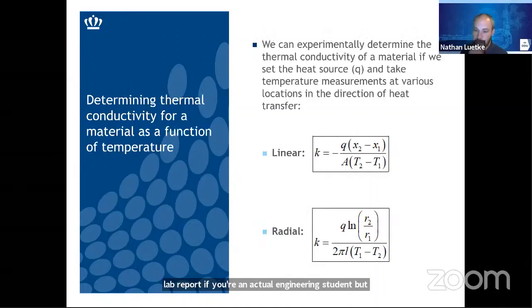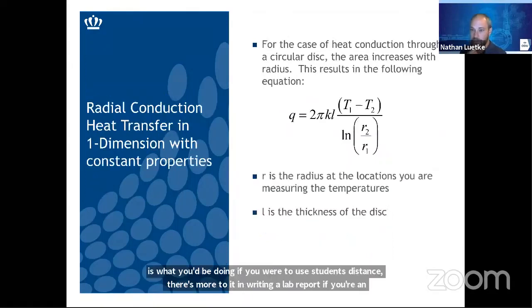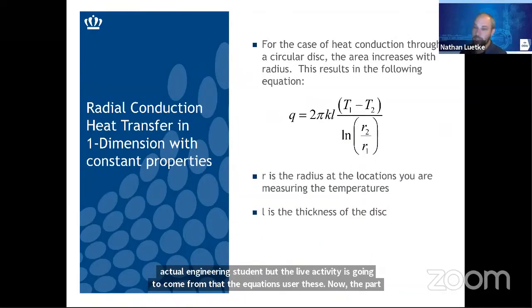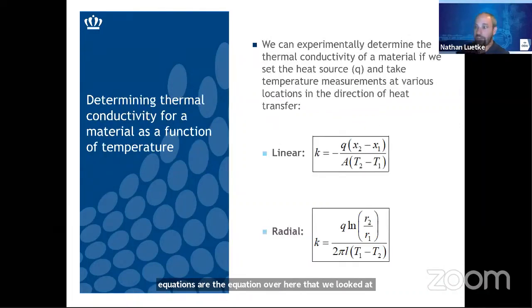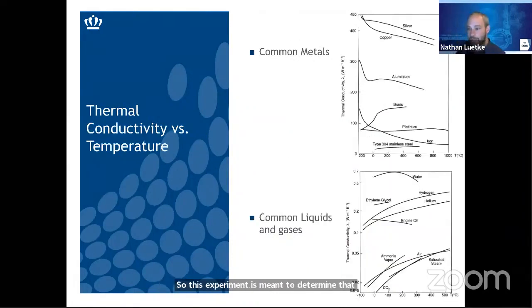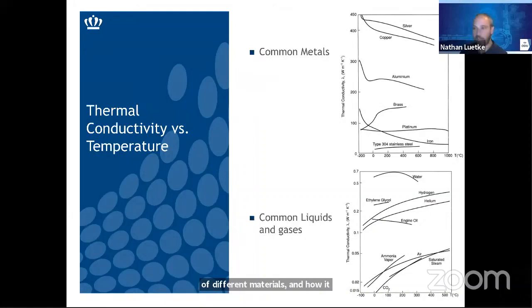The equations used are these. Now, the important part here is the equation over here that we looked at previously: if k is constant, you can solve for the heat transfer. But k is not constant. k changes. Thermal conductivity is a function of the material's temperature. So this experiment is meant to determine that thermal conductivity as a function of temperature, because it does vary. You can see the thermal conductivity trends of different materials and how it changes with temperature. You can study this on your own afterwards.